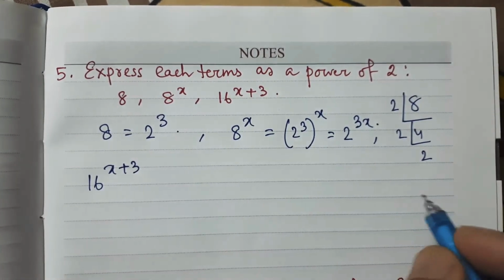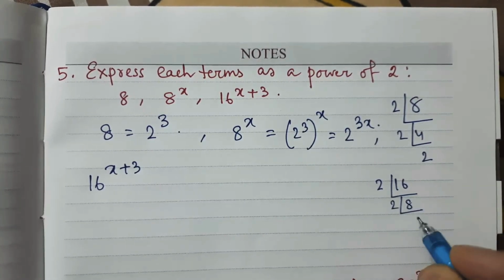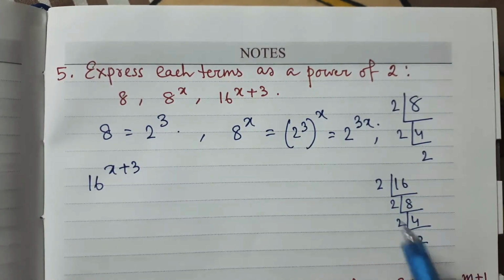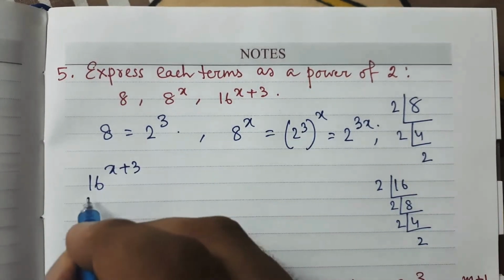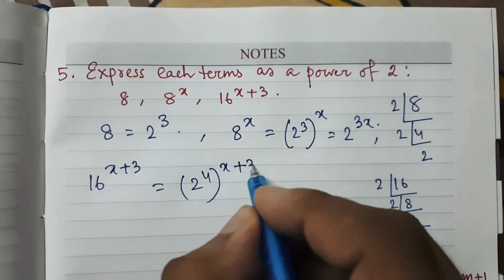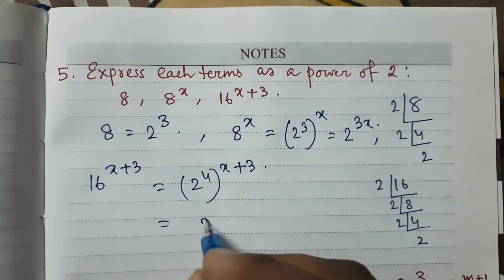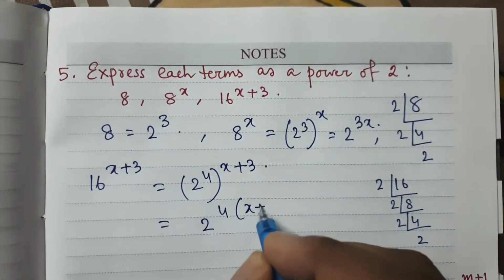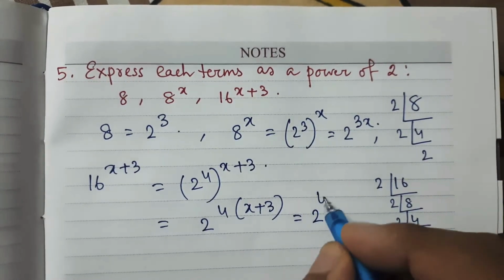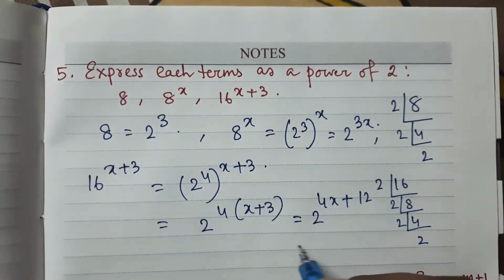Now 16, if you write it, is 2 into 2 into 2 into 2. So 4 times if you multiply 2, then you get 16. So 2 power 4 is 16 and this exponent is already there. Again, formula number 2. So it is going to be 2 to the power 4 into x plus 3. So you are getting 2 power 4x plus 12 and you are done.